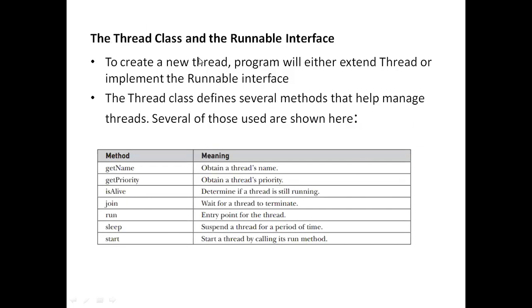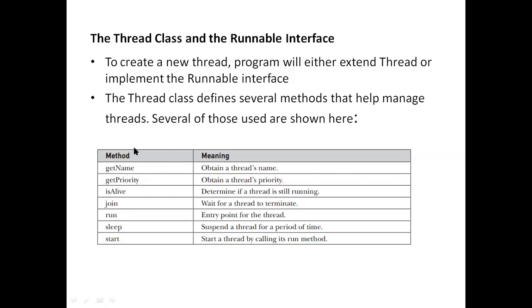Okay, next, the thread class and the runnable interface. So what is this? In order to create a new thread, a program will either extend thread or implement the runnable interface. So these two are the two ways to create a new thread. And in this thread class, here you see this, extend thread. Okay. In this thread class, several methods are defined.